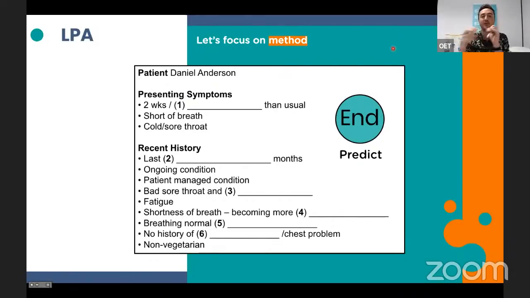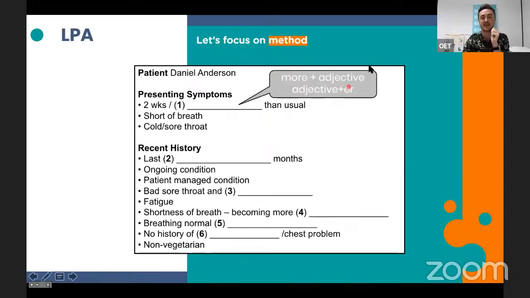Actually, what we're going to look for in number 1, and that's a good guess, is an adjective, and it's going to be a more-adjective or an adjective plus -er, like stronger than usual, for example, or bigger than usual, or more prevalent than usual. So there's going to be an adjective in here, and it's called a comparative adjective. But you don't need to know whether it's called an adjective or a comparative adjective. You just need to predict that it's going to be one of those types of words, like stronger, bigger, more prevalent, whatever it is, okay?